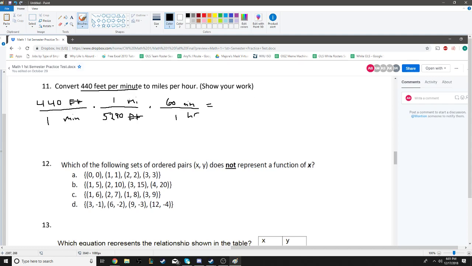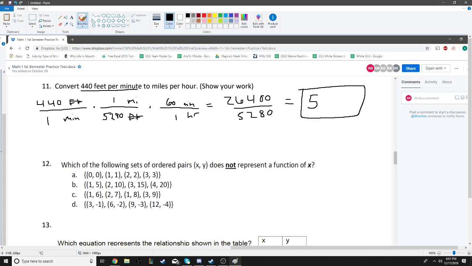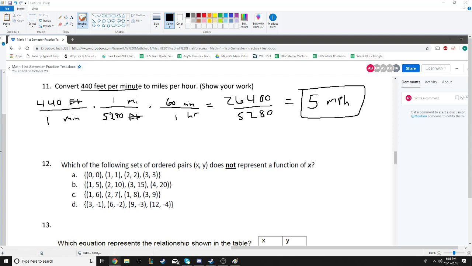So 440 times 60. Let's see, 220, 264, 26,400 divided by 5,280. And you put that into a calculator. And that comes out to 5 miles per hour. Okay, let me make sure I did that right. Yep.